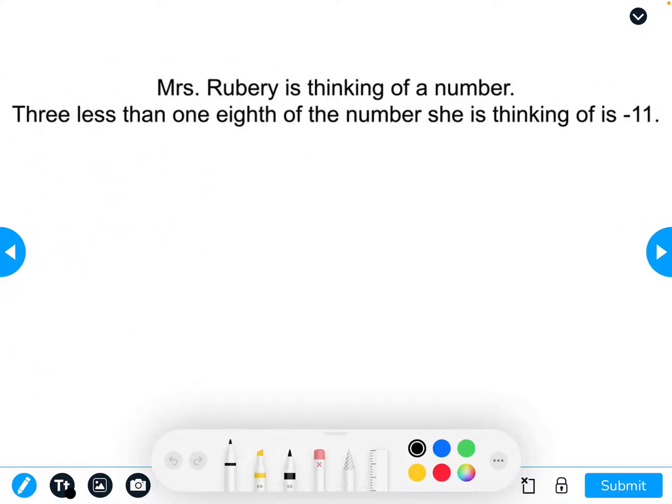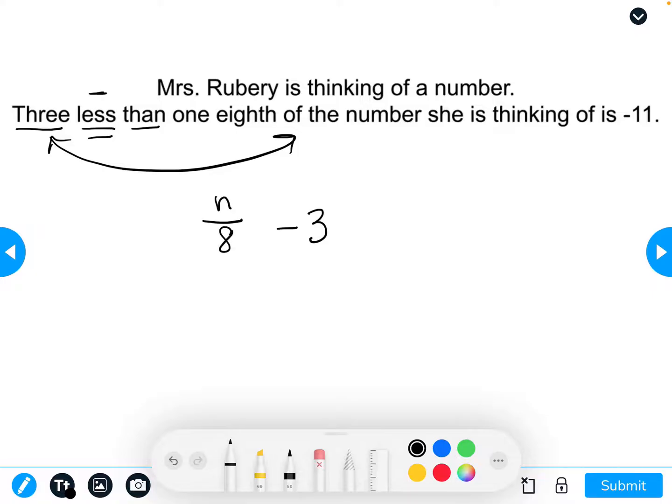Let's get another one. Mrs. Rubery is thinking of a number. It is 3 less than 1/8 of a number. Okay, less means subtract. Than is a turnaround word, so I know somehow it's going to be minus 3 instead of 3 being in the beginning. If I'm taking an eighth of a number, I'm dividing it by 8. Is negative 11. So equals negative 11.